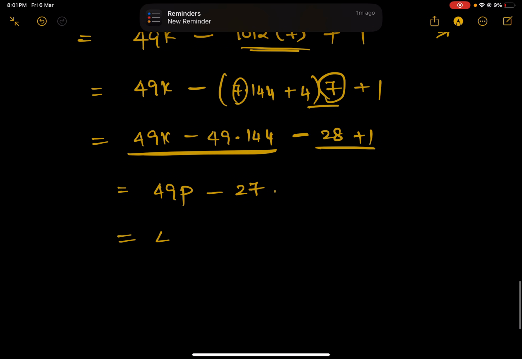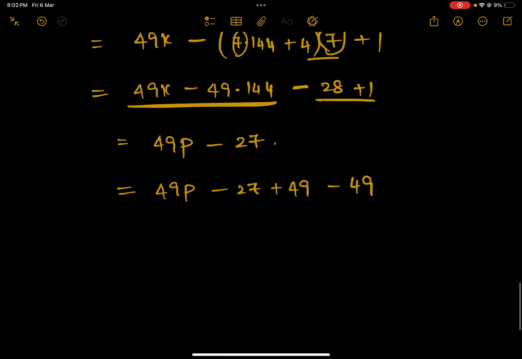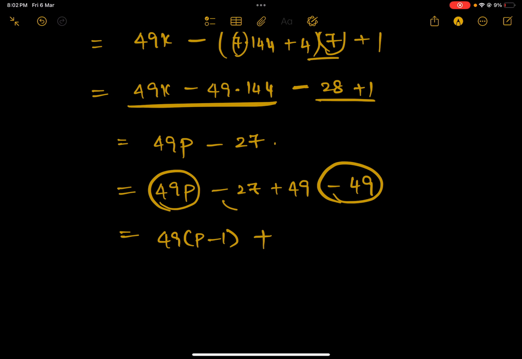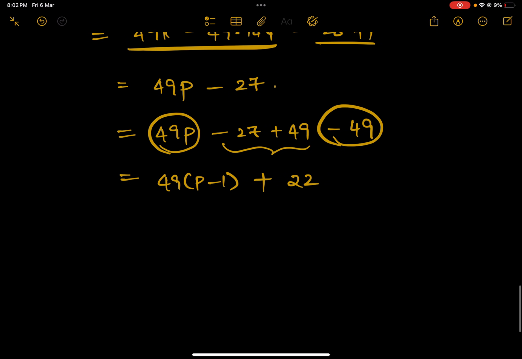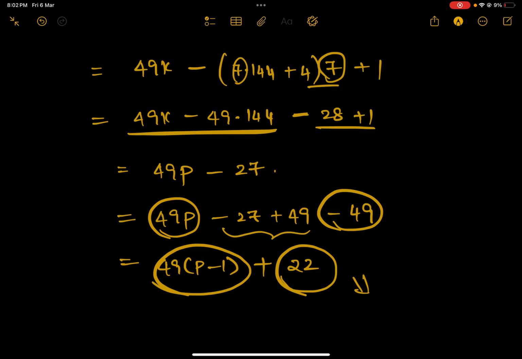What we can do is add and subtract 49 to this, plus 49 minus 49. So this can be written as 49p minus 1 plus 22. So this is a multiple of 49, and 22 is your remainder. Therefore the final answer is 22.